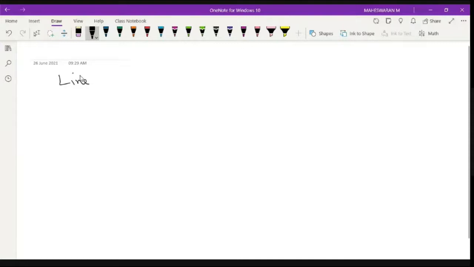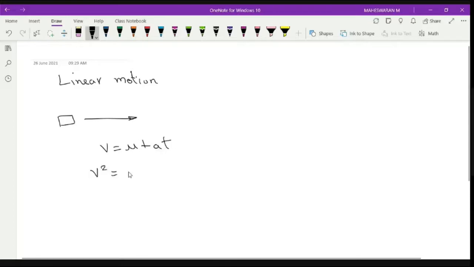Let us consider that I am going to deal with linear motion, where my object is moving horizontally. If the movement is horizontal, we have three formulas. What are they? v is equal to u plus at, v square is equal to u square plus 2as, and s is equal to ut plus half at square. So these are the three formulas we will use when the object is moving horizontally.